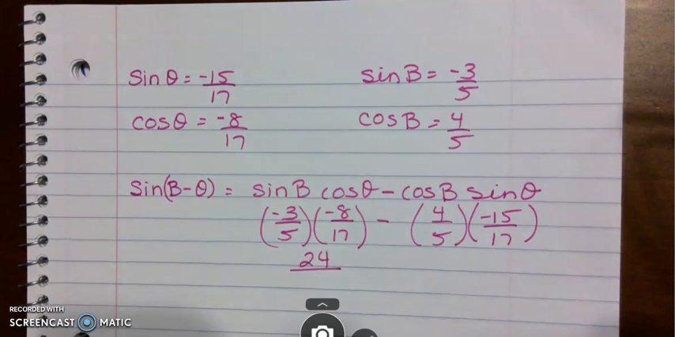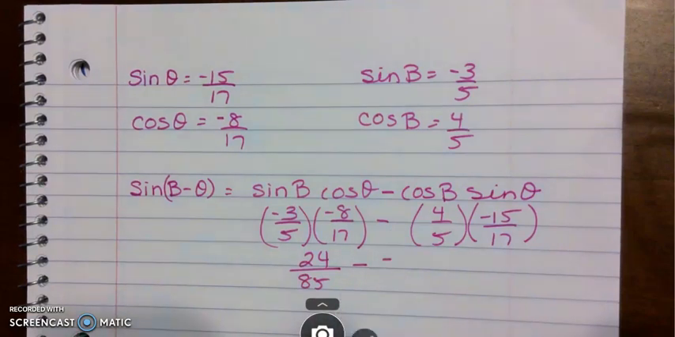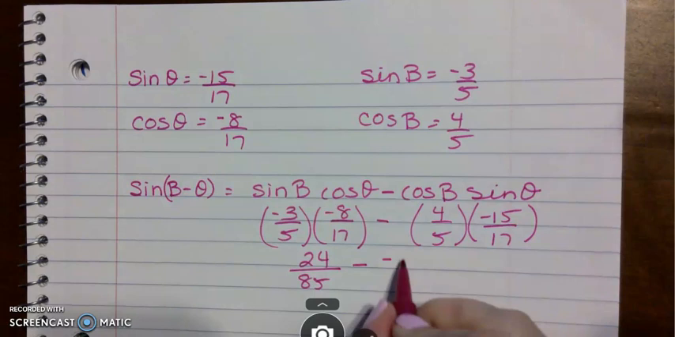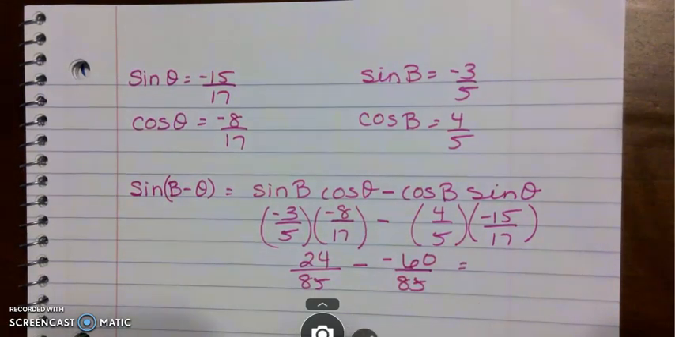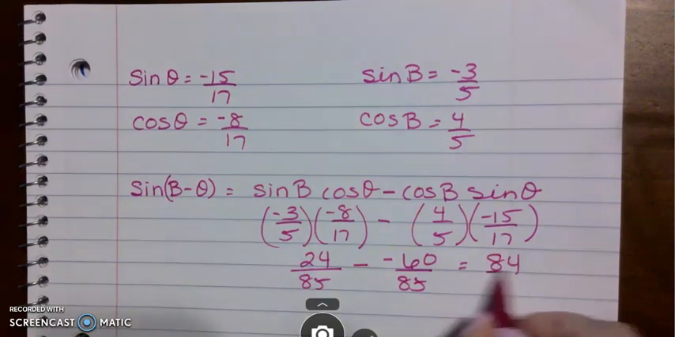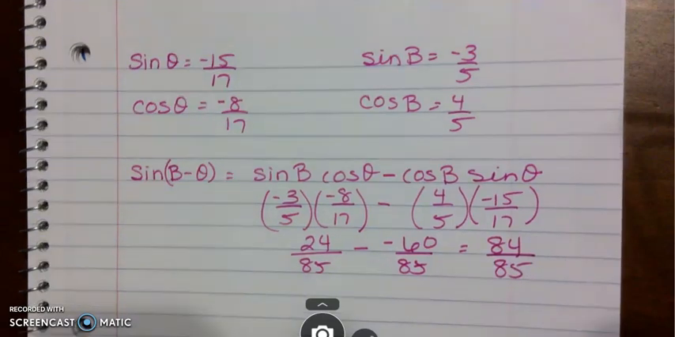I know that's 24. 17 times 5 is 85. Minus 60 over 85. So we get 84 over 85. That's how we do that one.